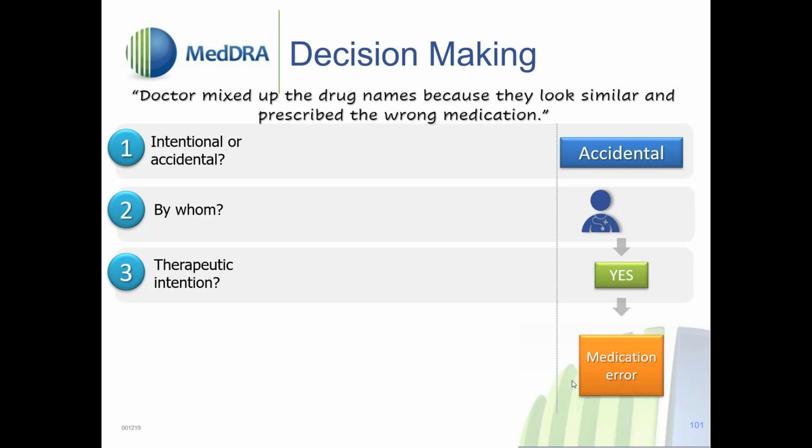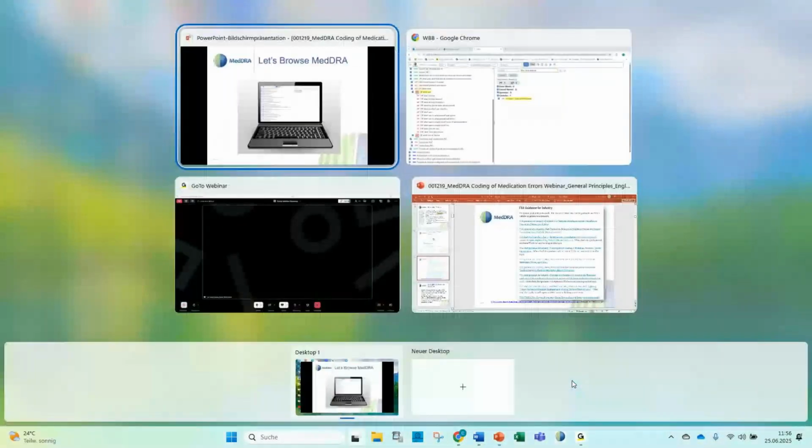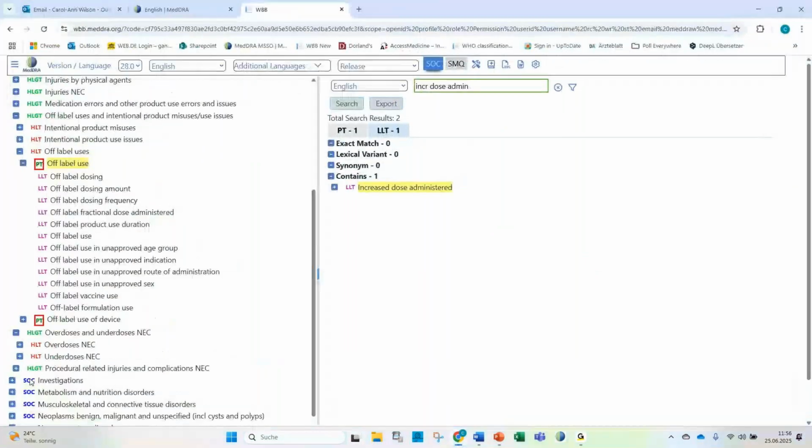And now let me again switch screens here. So let me search for wrong drug in this instance.